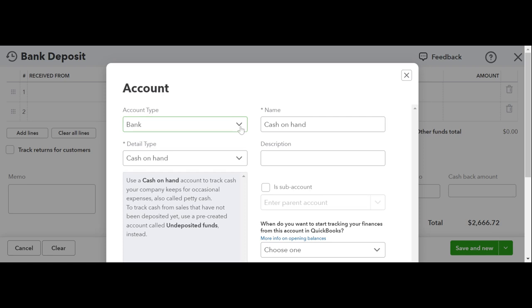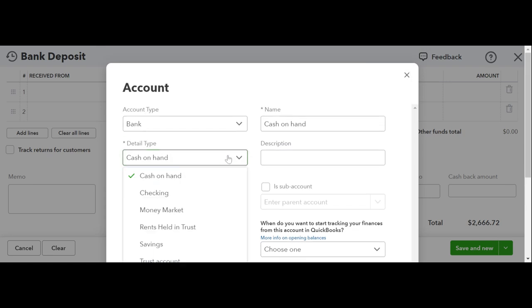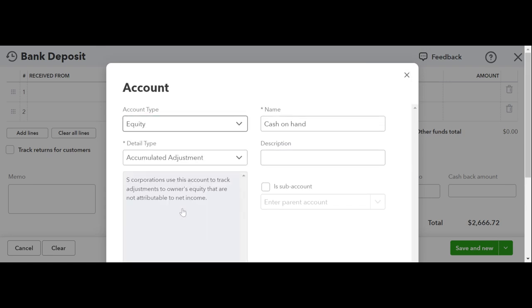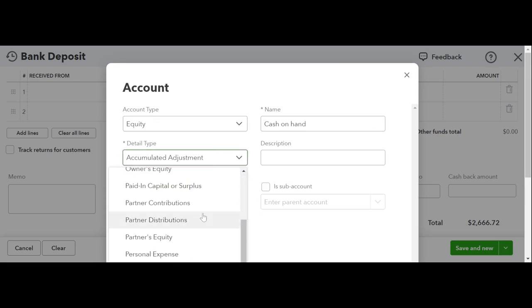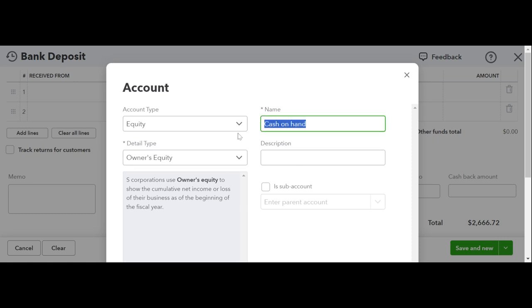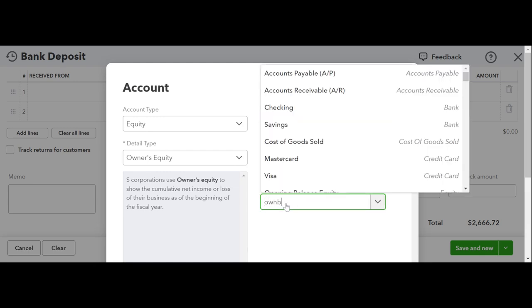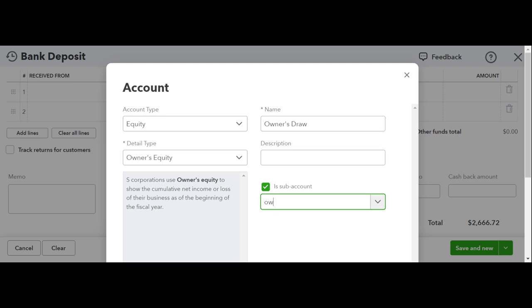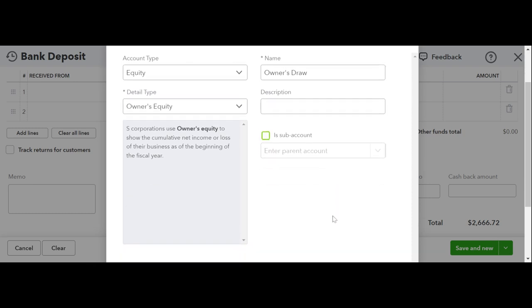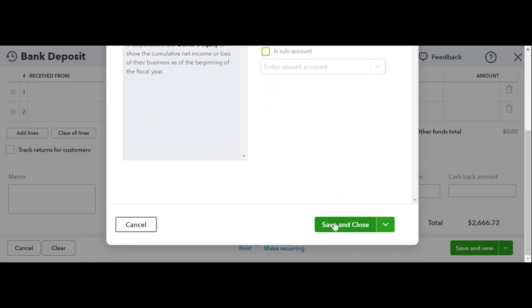For this example, sorry. Come on. Sorry, my computer's just not letting me do anything. Okay, there we go. I'm going to click on equity. Owner's equity. I'm going to put owner's draw. Cool. And then I normally would put this under owner's equity. Okay, it's not going to let me. I don't know, it's being weird, but I normally would do that. And then save close.